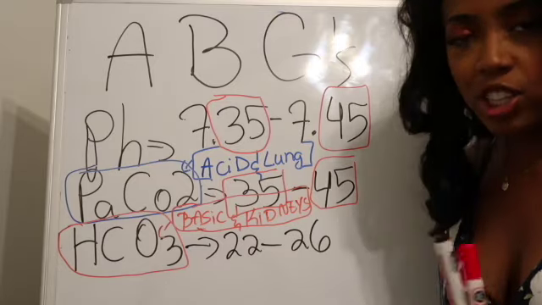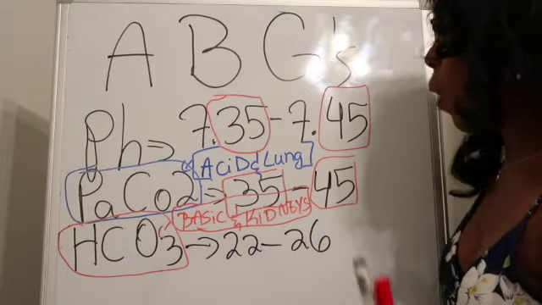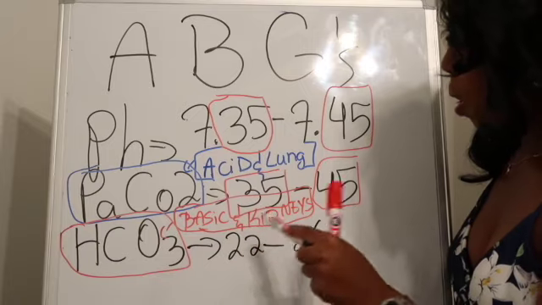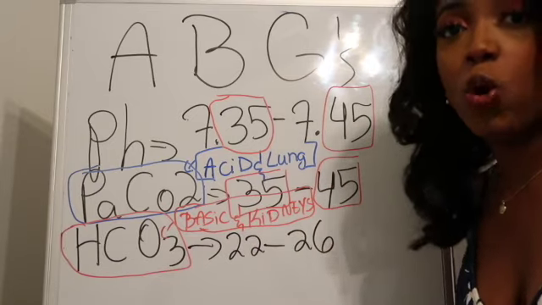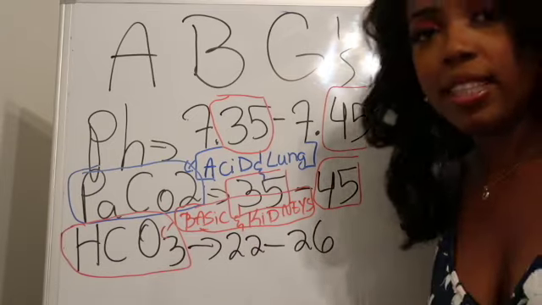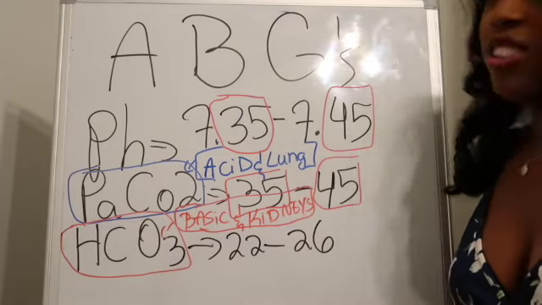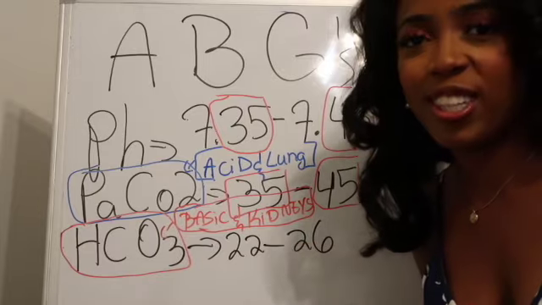HCO3, I already match it. I'm doing the matching game. I know it matches with basic and the kidneys, so higher than 26, I know the patient is more basic or alkaline. Less than 22 is more acidic, okay? So we got that, okay, so I'm going to erase it.